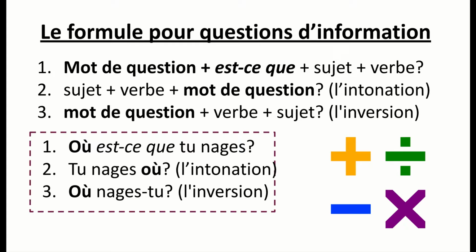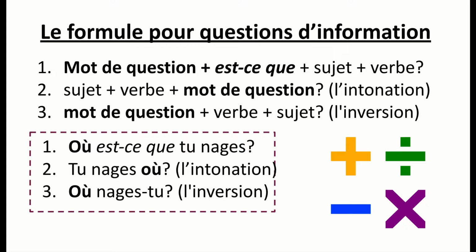Tu nages où? Okay, so in that case, you're taking the subject plus the verb plus the question word at the end. Tu nages où? You swim where? Yes, it is more informal, but the meaning is still the same. You're wanting the information, you're using a question word. So it's completely acceptable. It's more common in spoken, informal French, but it's not incorrect.